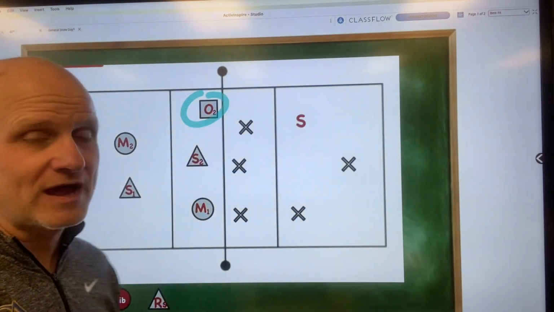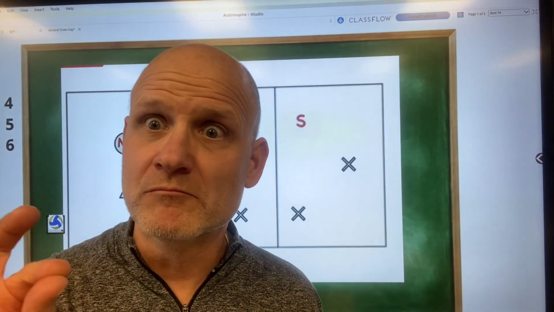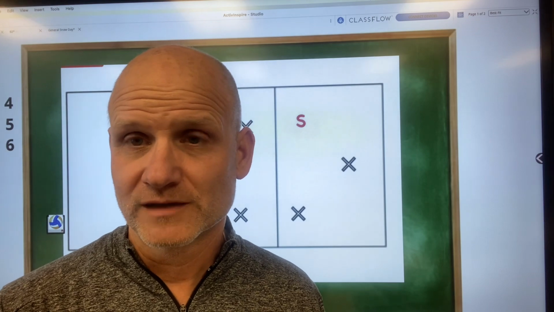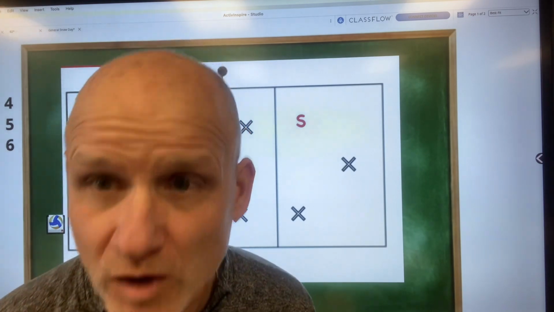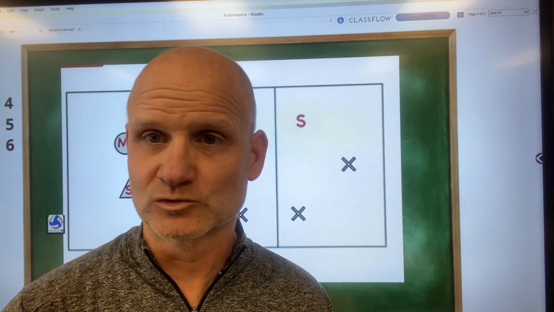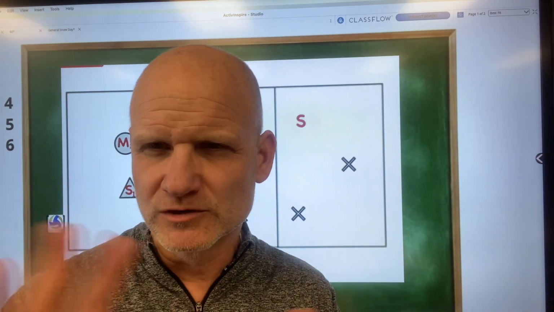There. How do I know I'm a front row player? Because my opposite grabbed the ball to serve. And I stay as a front row player until what? Until you grab the ball to serve. Now you're a back row player. So we got to remember when you're front row, when you're back row.